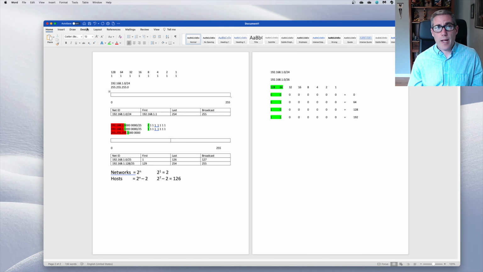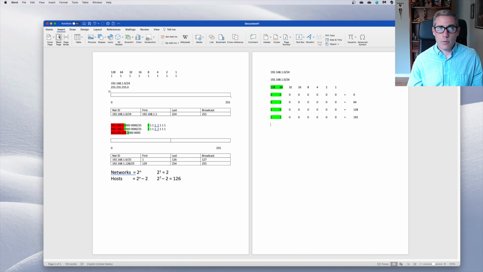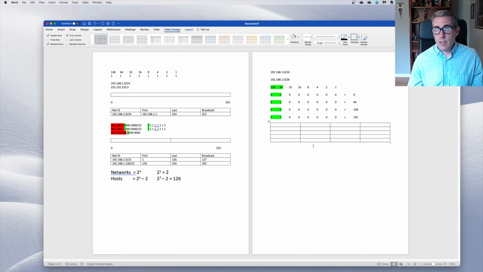So I'm going to create a new table so we can get our first and last network. Insert. We need 4 by 5 because we're putting our network first, last, broadcast.